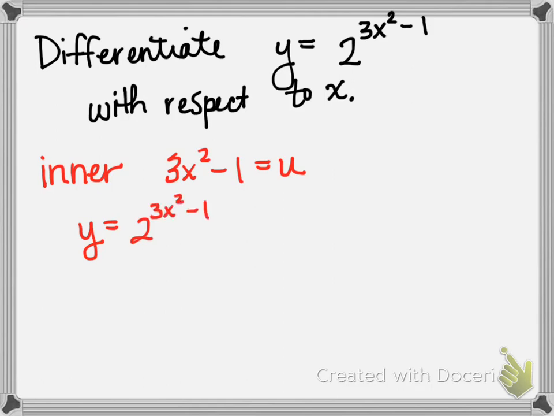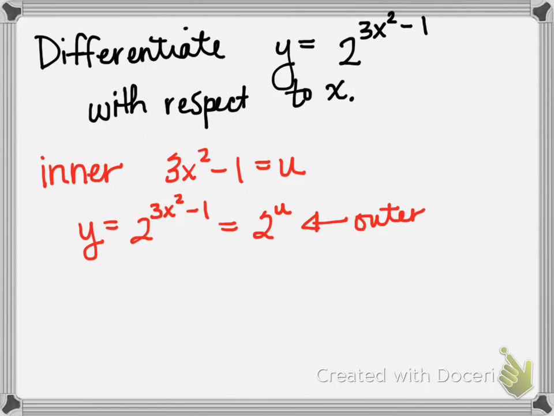To figure out what our outer function is, we start with the definition, y equals 2 to the 3x squared minus 1. And then everywhere, instead of writing 3x squared minus 1, we're going to write u. So we get 2 to the u, and that's our outer function: y equals 2 to the u.